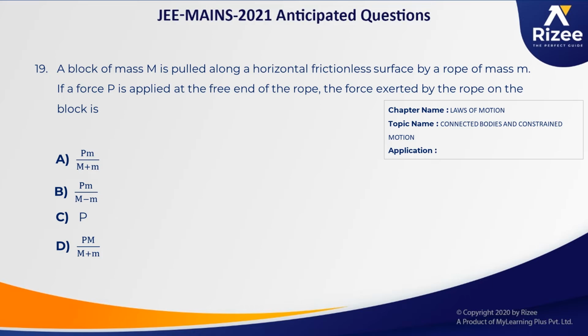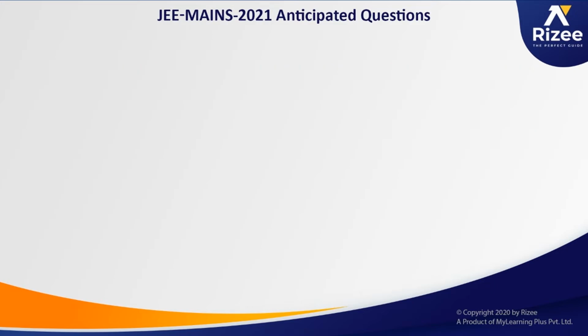A block of mass M is pulled along the horizontal frictionless surface by a rope of mass m. If the force P is applied at the free end of the rope, force exerted by the rope on the block. It's concerned to NLM, that is Newton's laws of motion, where the connected bodies concept. So in this case, there are two masses. One is the block mass, shall we take it as capital M, and this is your rope that is being pulled with a force of P in this direction. Mass of the rope is m.